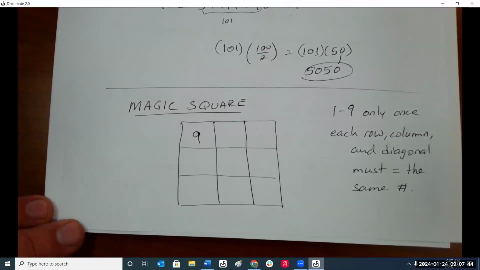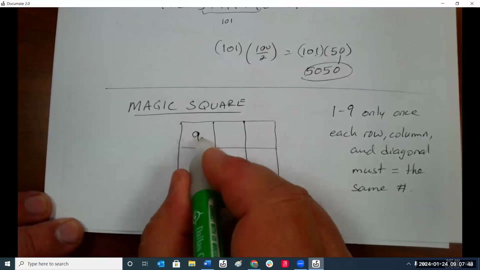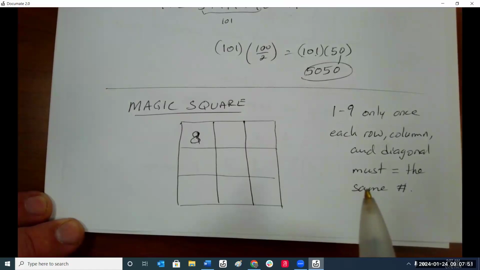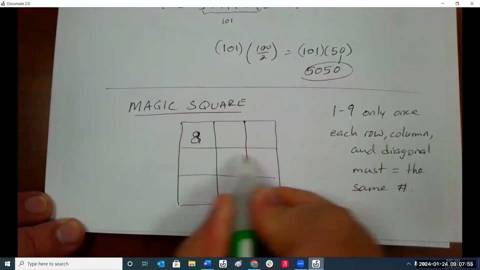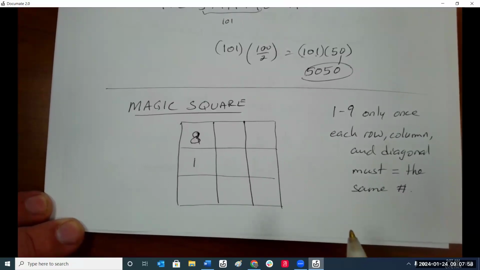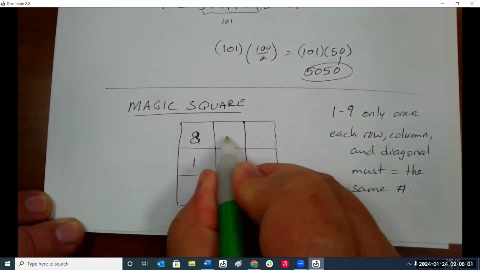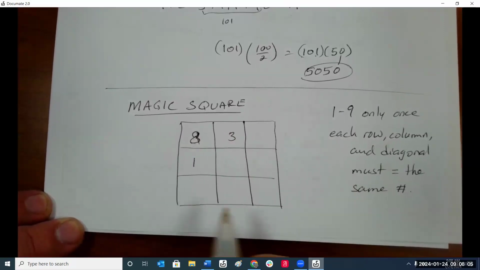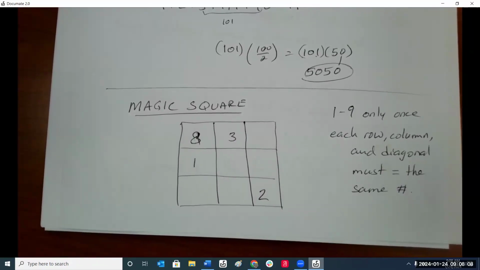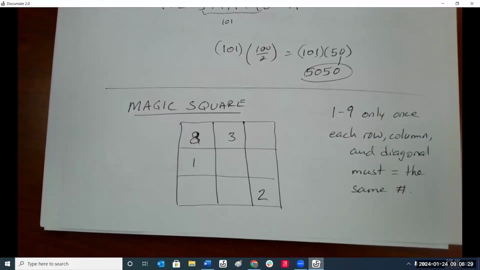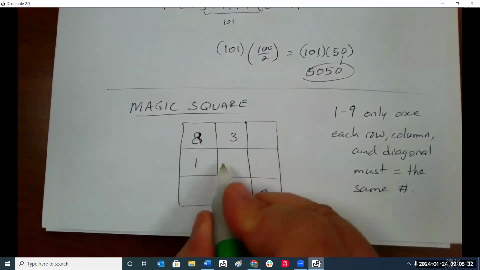Okay. Let's try this. This is 8. One, 3, and 2. Well, to speed this up, I'll give you that.